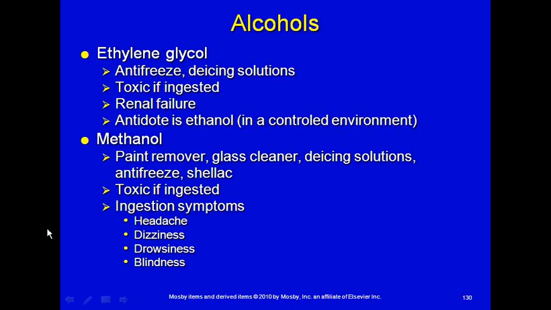Ethylene glycol, which is what antifreeze is, and de-icing solutions may contain ethylene glycol as well as antifreeze. Antifreeze is toxic if ingested. It leads to renal failure.